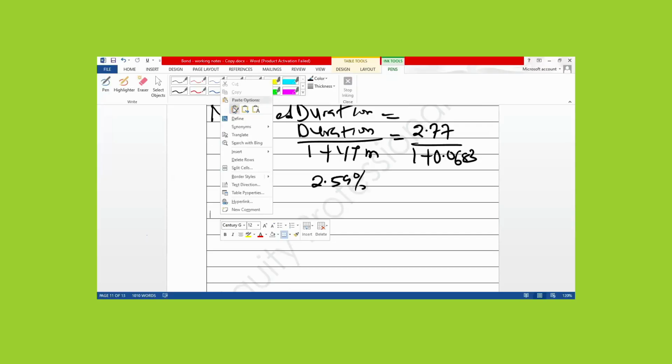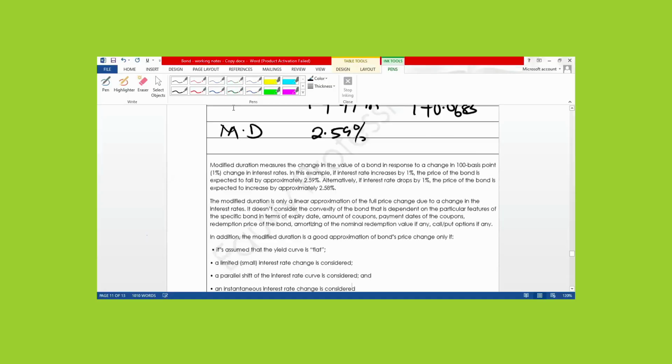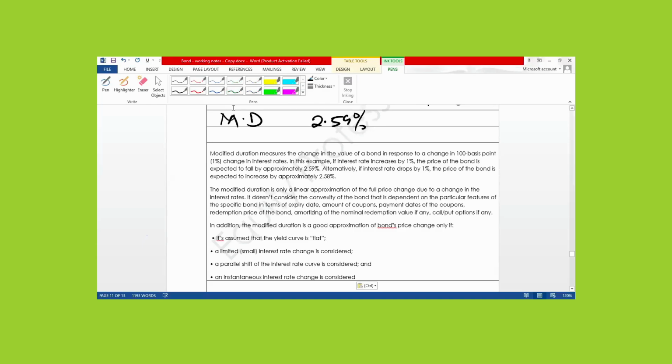For example, if interest rates change by 1%, the value of the bond will change by 2.59%. What you have calculated means that if interest rates change by say 1%, the price of the bond will change by 2.59%.